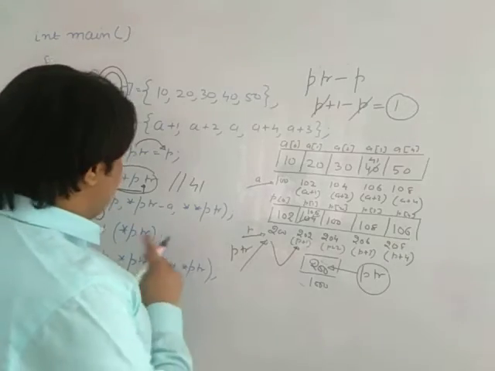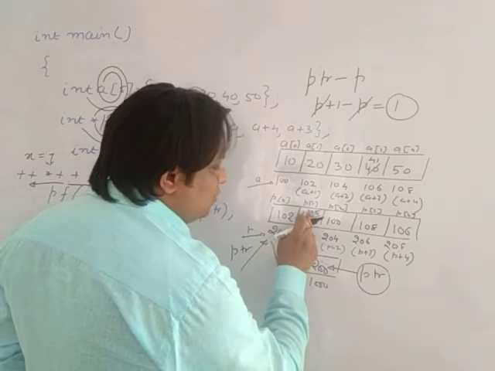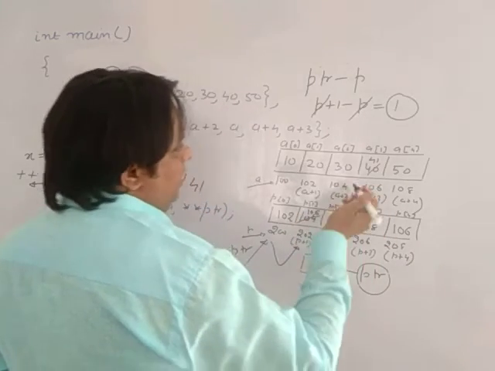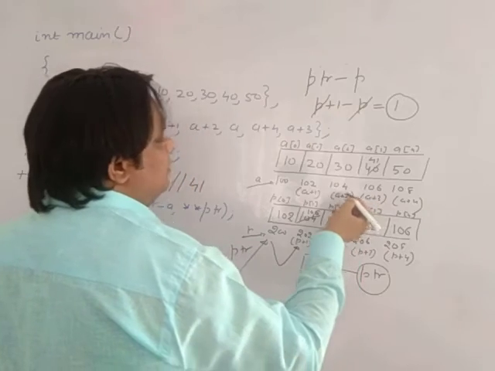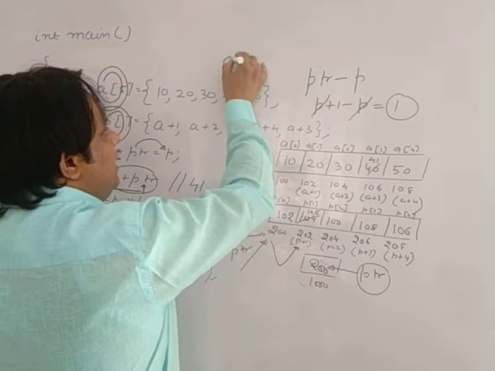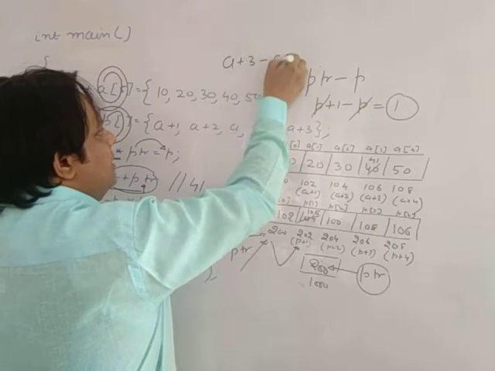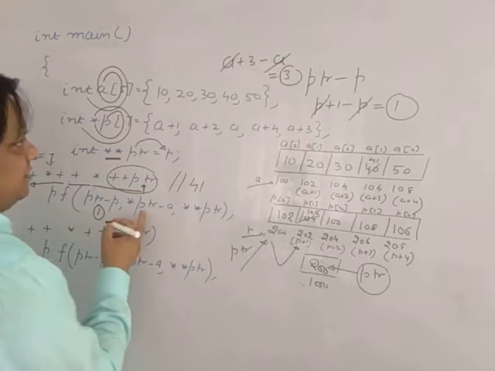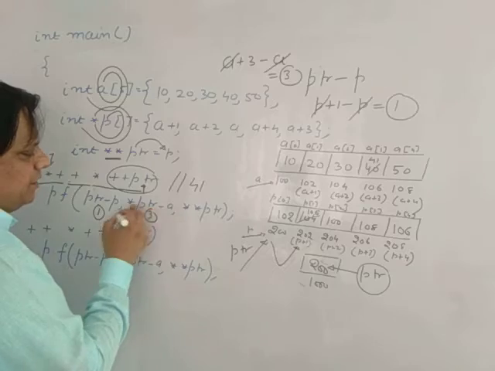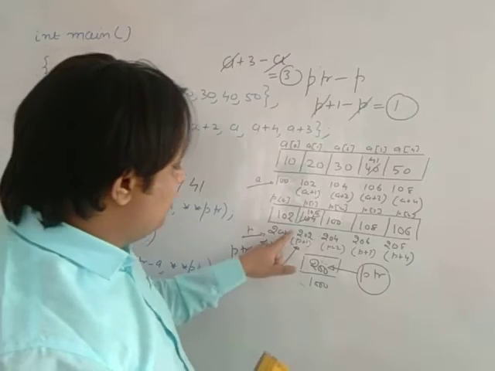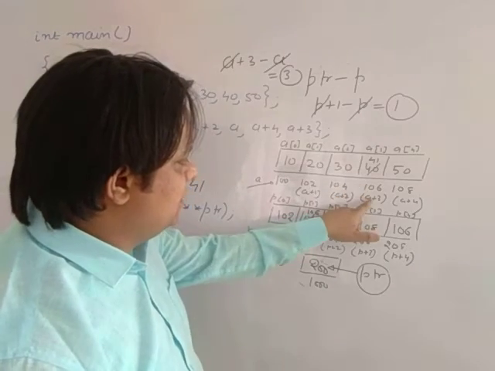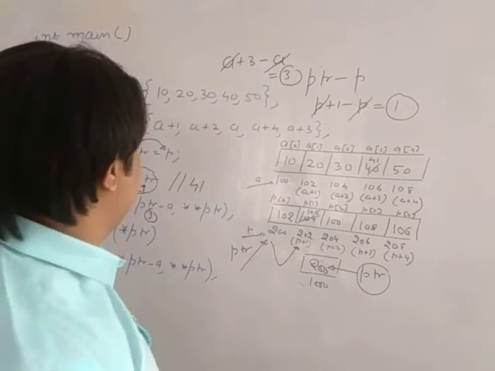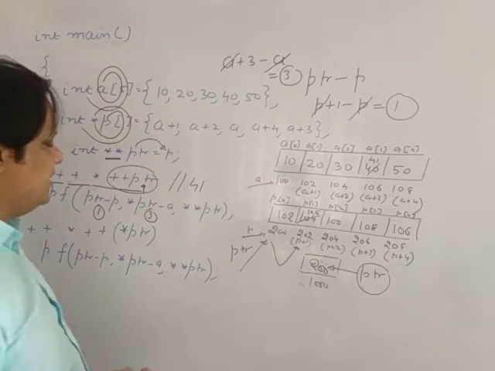Fine. Now star ptr minus a, star of 202 is now 106, and 106 is what? Your a plus 3. So a plus 3, how can you solve that? You will write a plus 3 minus a cancel out, what is left is 3. So star ptr minus a is 3. I am again repeating, star ptr minus a. Star of 202 is 106. 106 is a plus 3. So a plus 3 minus a cancelled out, what is left is 3.